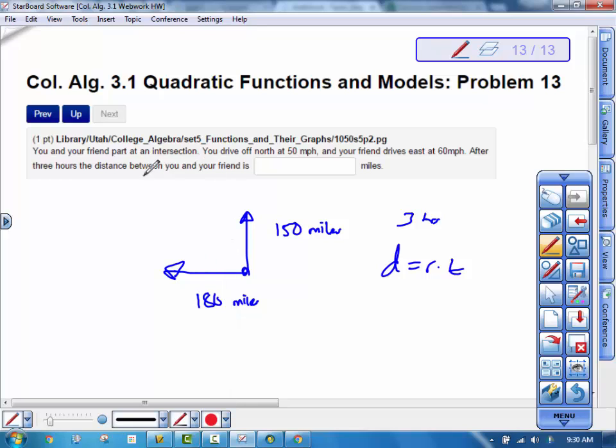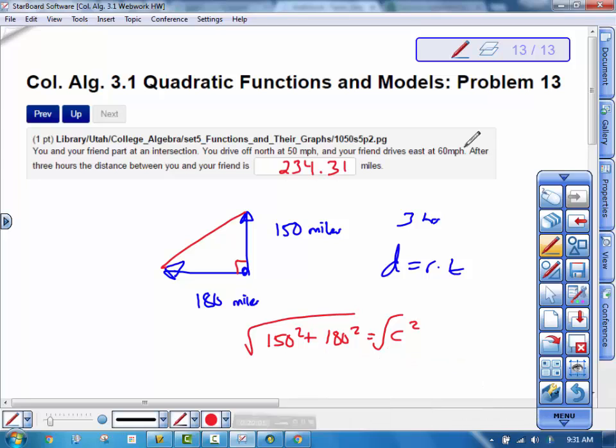And then they want the distance between you and your friend. That's this distance. So we're going to have to use the Pythagorean theorem for that. A squared plus B squared equals C squared. And if we do that, take the square root of both sides, we should get about 234.31 miles.